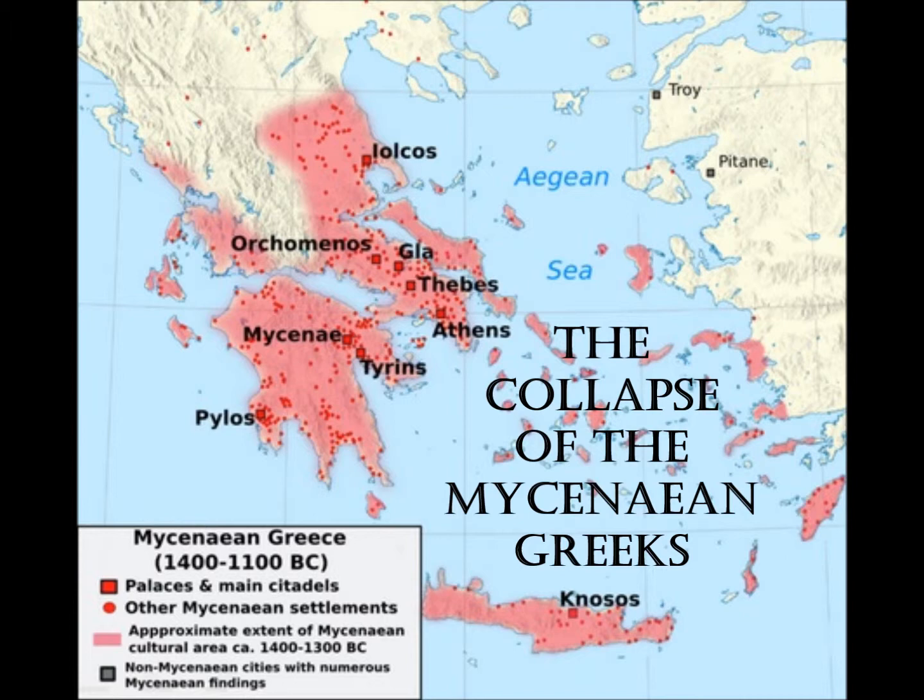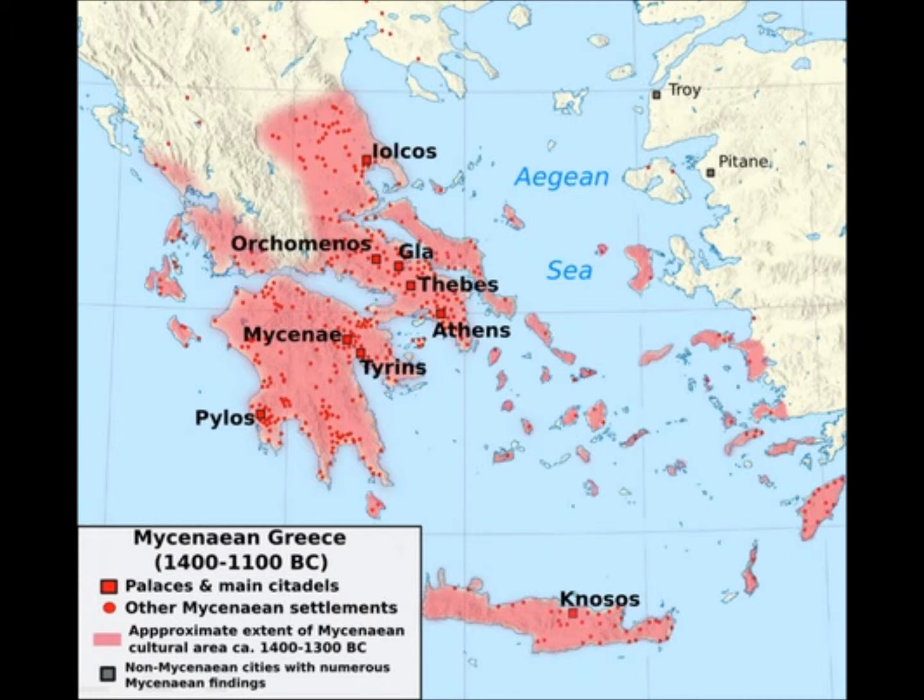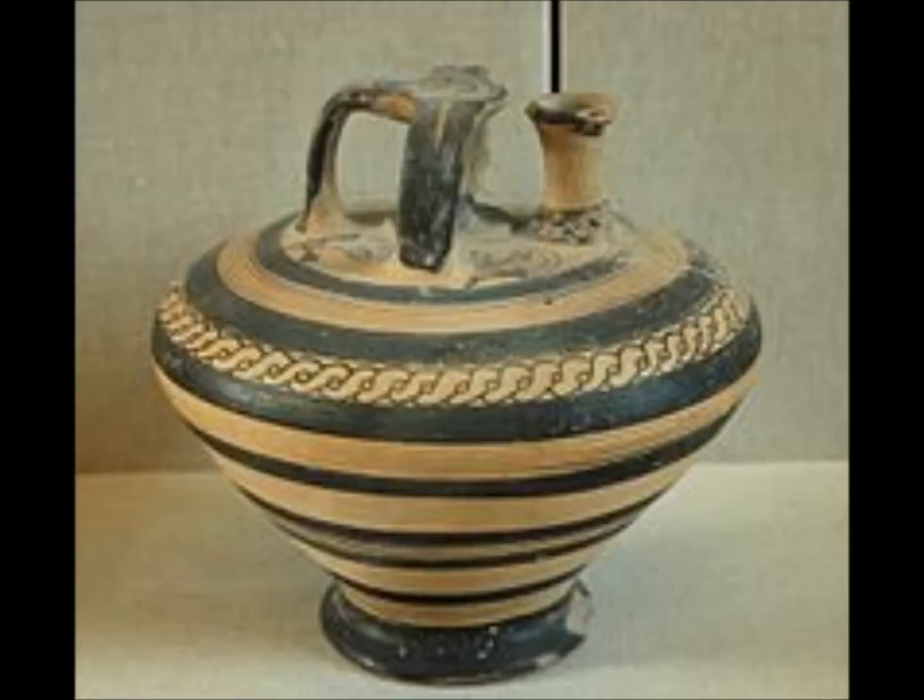Living on the Greek mainland, the Mycenaean Greek civilization ultimately collapsed. They fell around 1200 BC due to multiple reasons. One, they relied on the trade and communication with Crete and the East, and when that relationship fell apart, so did the Mycenaean culture, because they were not self-sufficient.